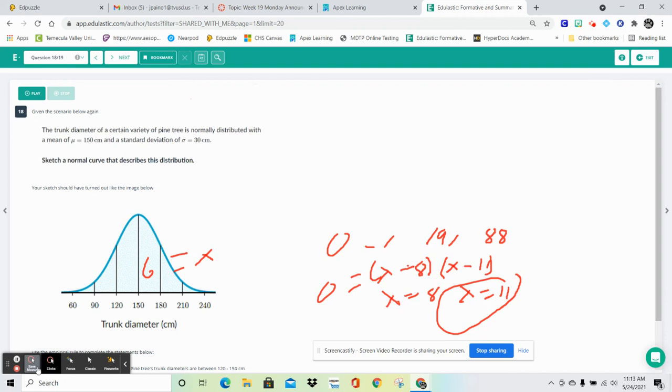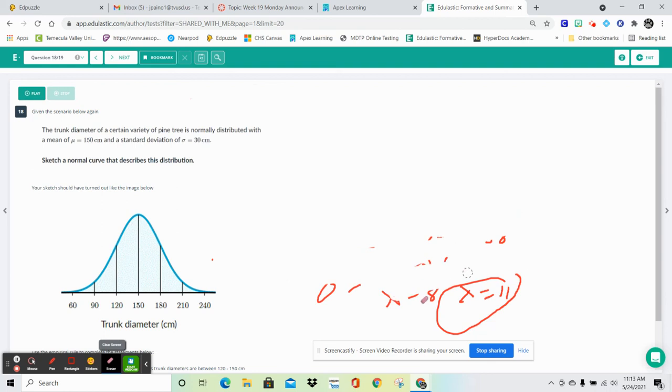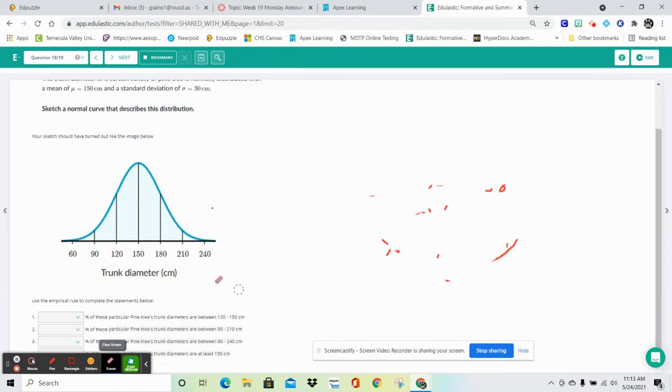Just erase that. Okay, so there's the picture that we just labeled. Given the scenario below, so we got all that. Use the empirical rule to complete the statements below.